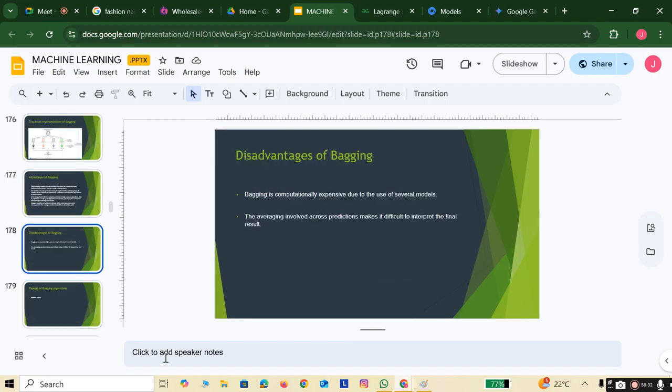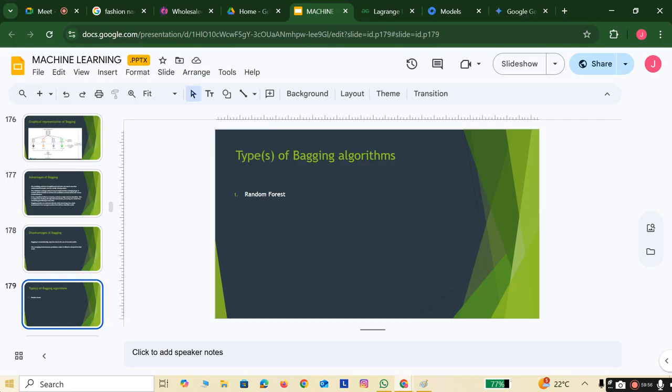Number 2, the averaging involved across predictions makes it difficult to interpret the final result. You don't know if it is the real result because you just averaged. The first one gave the real data. The second one gave a different data. But when you now find the average, where should we base the argument on? At the end of the day, it's just an average, so it's very difficult.